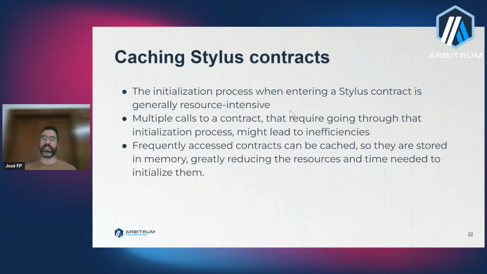So what caching does is that when a contract is cached, it tells the node to load that contract into memory and to leave it there. So when you access that contract that is cached, that initialization process is not going to happen because the contract is already in memory. So you are going to cut those gas costs.